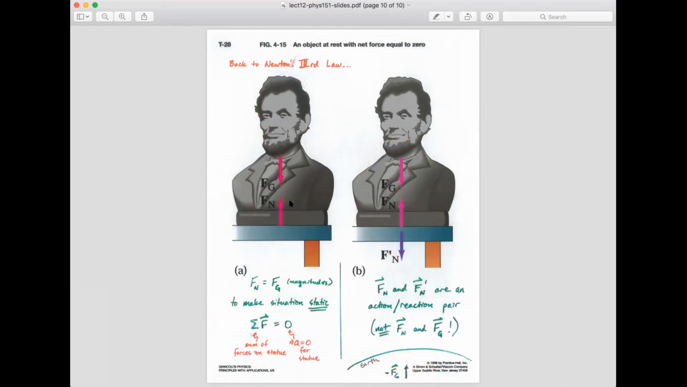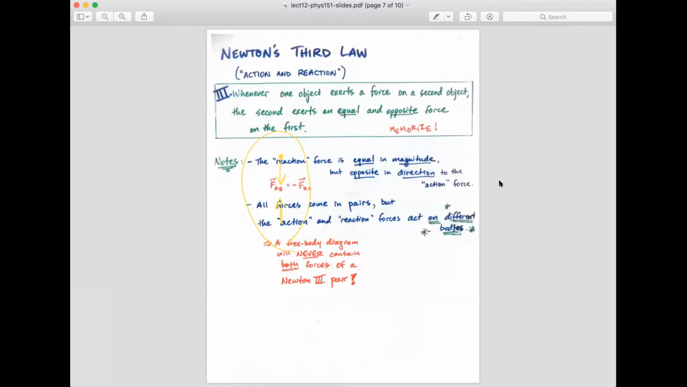Okay, let me clear all this mess. So it was just an illusion that this weight and normal force might have possibly turned out to be an action-reaction pair, but they are not, right? They don't follow Newton's third law: object A exerts a force on object B. Well, weight is the Earth on the bust, and normal force is the table on the bust. So that's three different objects that I've just mentioned, and then it doesn't follow the Newton's third law rule. Finally, we already know from a couple slides back that one free body diagram will never contain both of the forces of a Newton's third law pair for that reason.